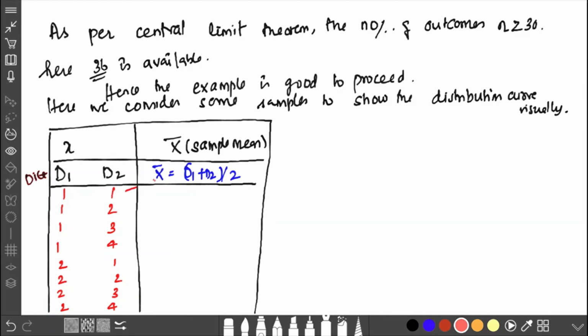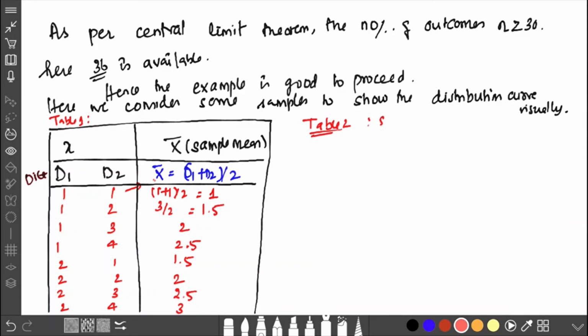So what is the dice sample here? I am going to consider 1, 1. The output can be 1, 1, 1, 2, 1, 3, 1, 4. You can go for 1, 5, 1, 6 also. I have stopped at 1, 4 and went for 2, 1 to 2, 4. So there are 8 times I have considered the samples.